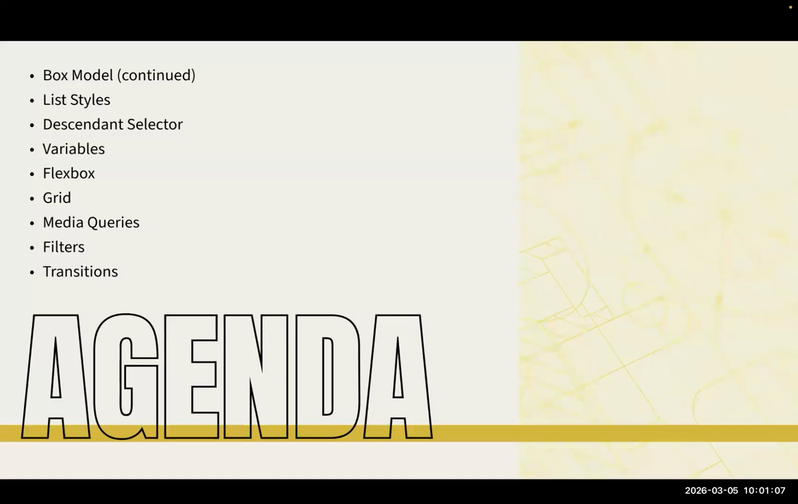The top three are things that I was going to cover last week, but we just ran out of time. So we're going to close out our box model conversation. That's determining how much space on a web page an element actually takes up, the height, the width, padding, margin, all of that. With list styles, we're just going to basically remove the bullet points from a list.